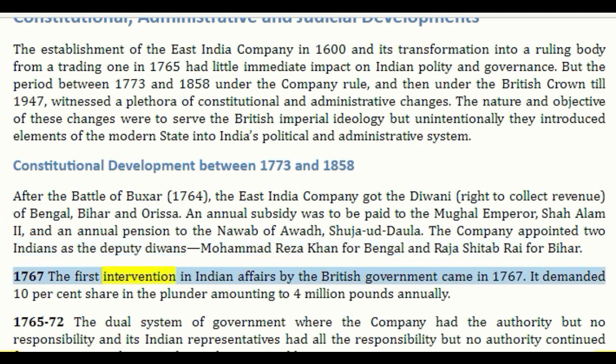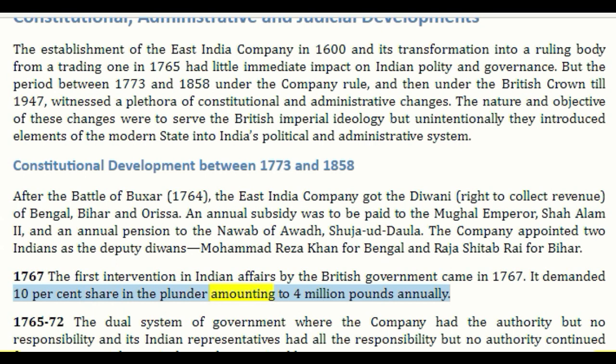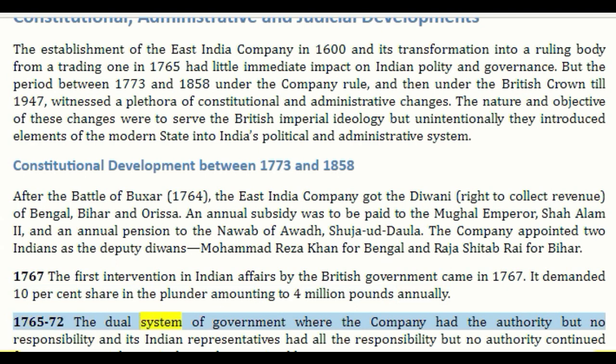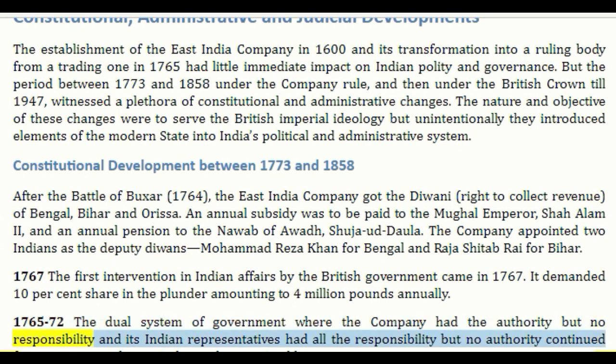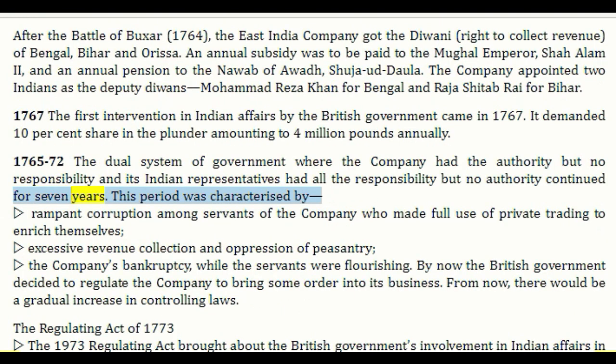1767. The first intervention in Indian affairs by the British government came in 1767. It demanded a 10% share in the plunder, amounting to £4 million annually. From 1765 to 1772, the dual system of government, where the Company had the authority but no responsibility, and its Indian representatives had all the responsibility but no authority, continued for 7 years.